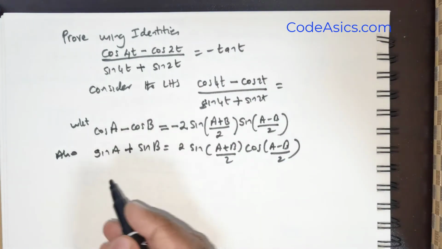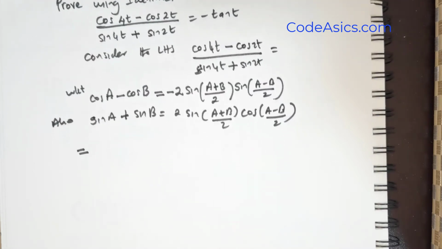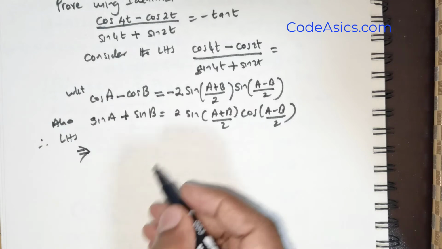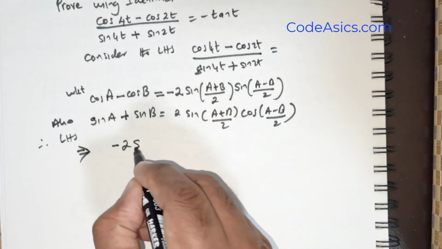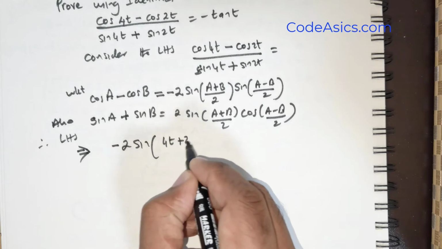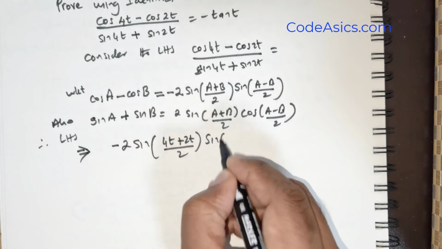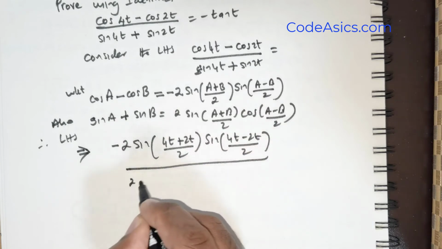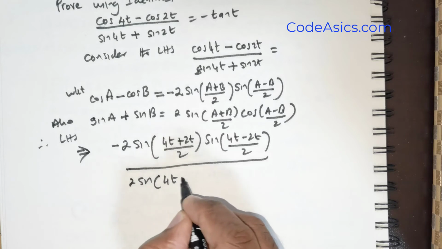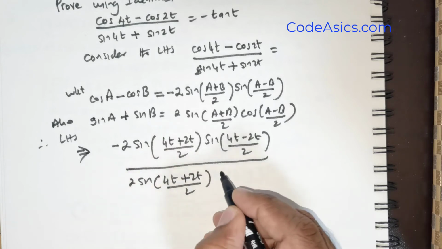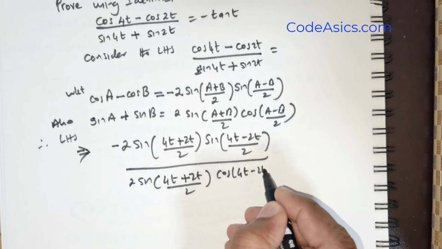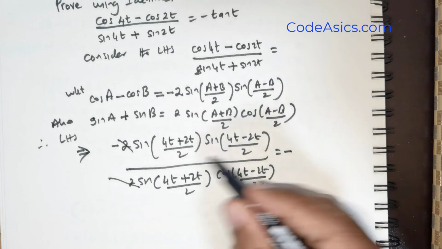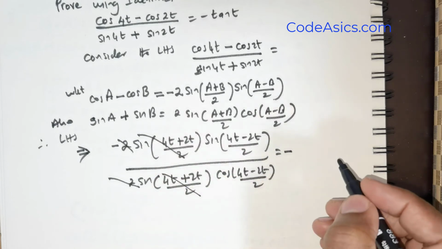So if we were to do that, the left hand side will be rewritten as negative 2 times sin of (4t plus 2t) divided by 2 times sin of (4t minus 2t) divided by 2, over 2 times sin of (4t plus 2t) divided by 2 times cos of (4t minus 2t) divided by 2. The 2 and the 2 can be cancelled. I've got a negative sign there. Now these two components will get cancelled.